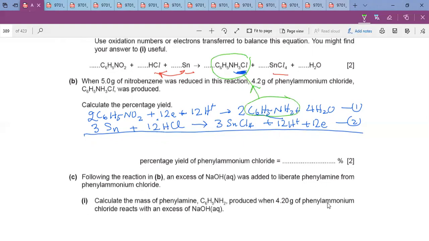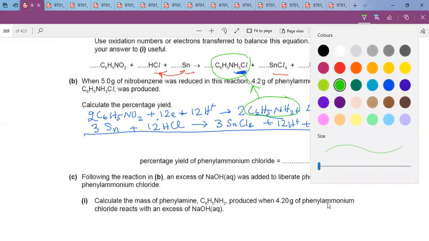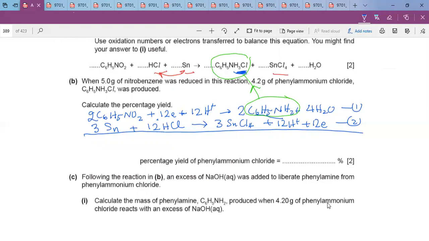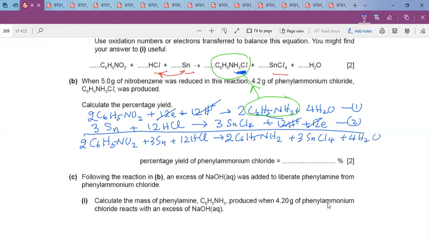So how to get from here to here? Okay, never mind. Let's go back to blue. Okay, exciting, is it? Okay, cancel off. All right, H plus can cancel. Electrons 12 can cancel. Okay, so what remains is 2 C6H5NO2. Take some time, you know, there's 2 marks here. You want to do it. You know, 2 plus 3 plus how many? 12 HCl. Okay, done. Okay, all done, huh? Give you here 2 C6H5NH2 plus 3 SnCl4 plus 4 H2O.